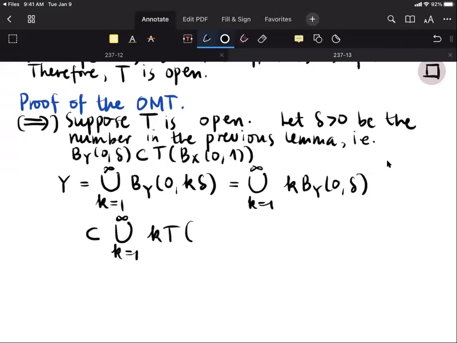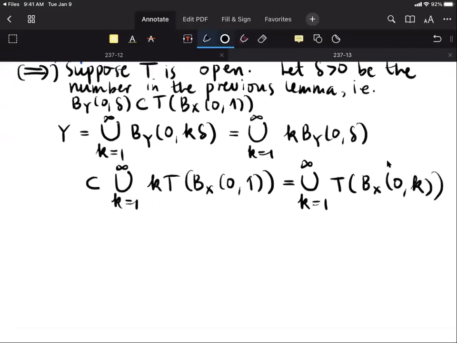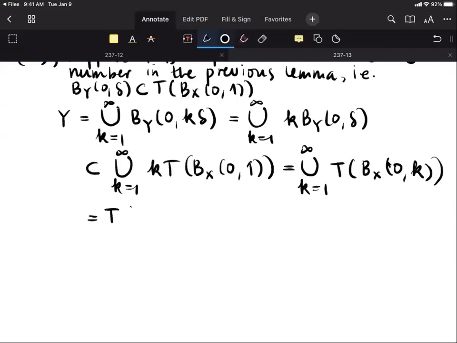K times T of Bx. You apply the linearity of T. So this is epsilon Bx, or I should say, you put k, therefore the radius now here is k. Properties of images implies that we have this. So the image of the union is the union of the images.